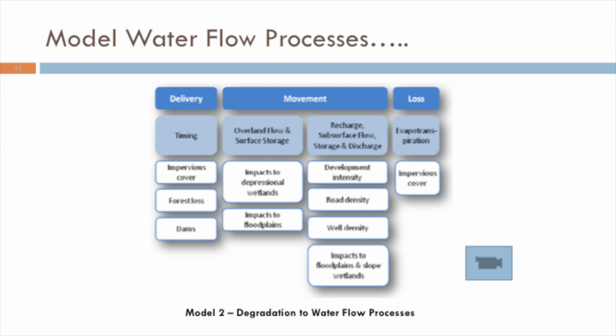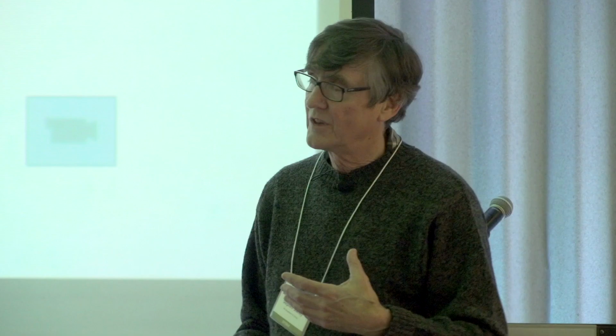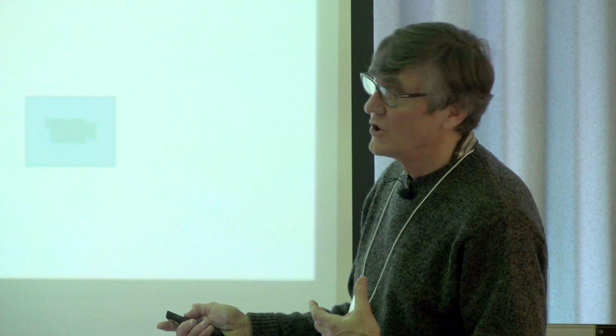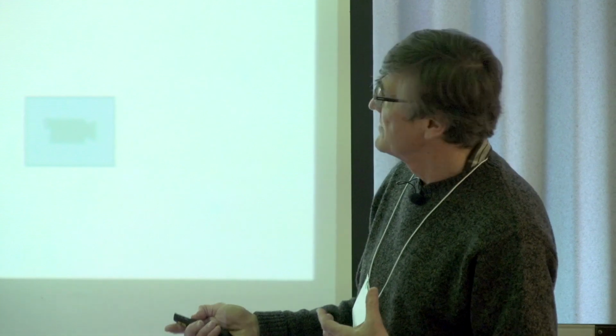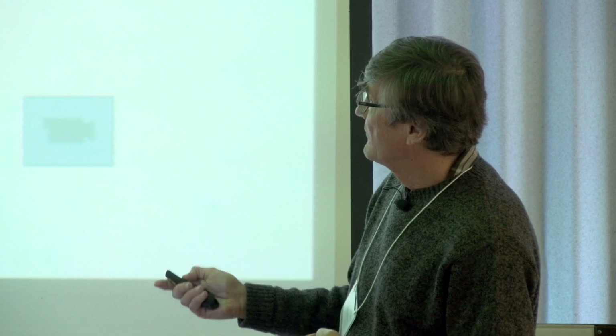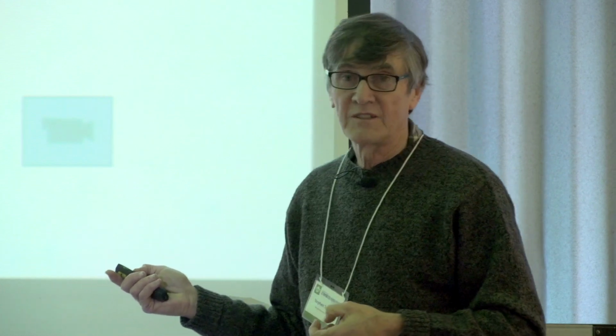So then we come to model 2, which is to look at alteration. How much have these indicators been changed or impaired under present conditions? So we're using current CCAP data, which looks at the landscape. And this is all based on existing research that demonstrates, as we know, that impervious cover has a tremendous impact. So we look at that area of impervious cover that's intersected within that particular watershed assessment unit. We look at forest loss. We look at dams. And then for overland flow and surface storage, we look at impacts to depressional wetlands.